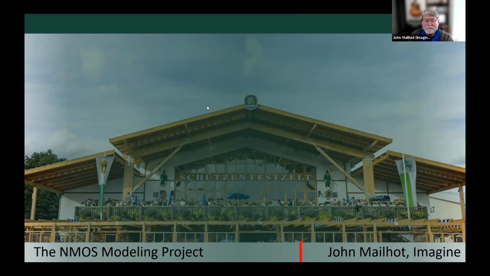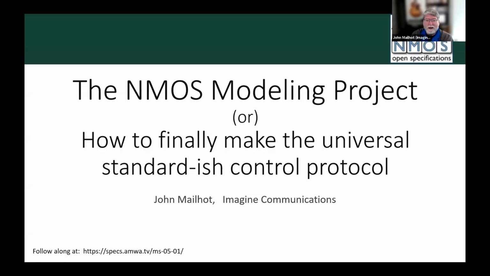Okay, thanks, Wes. As mentioned, my name is John Mailhot, and I am a participant in the NMOS device modeling project. More particularly, I like to think of it as how to finally make the universal standard-ish control protocol. And if that sounds like the Holy Grail, there is some history to people trying and failing to do this sort of thing, but I really believe we're at a point in the industry where it is finally possible for us to do some common work on device control.